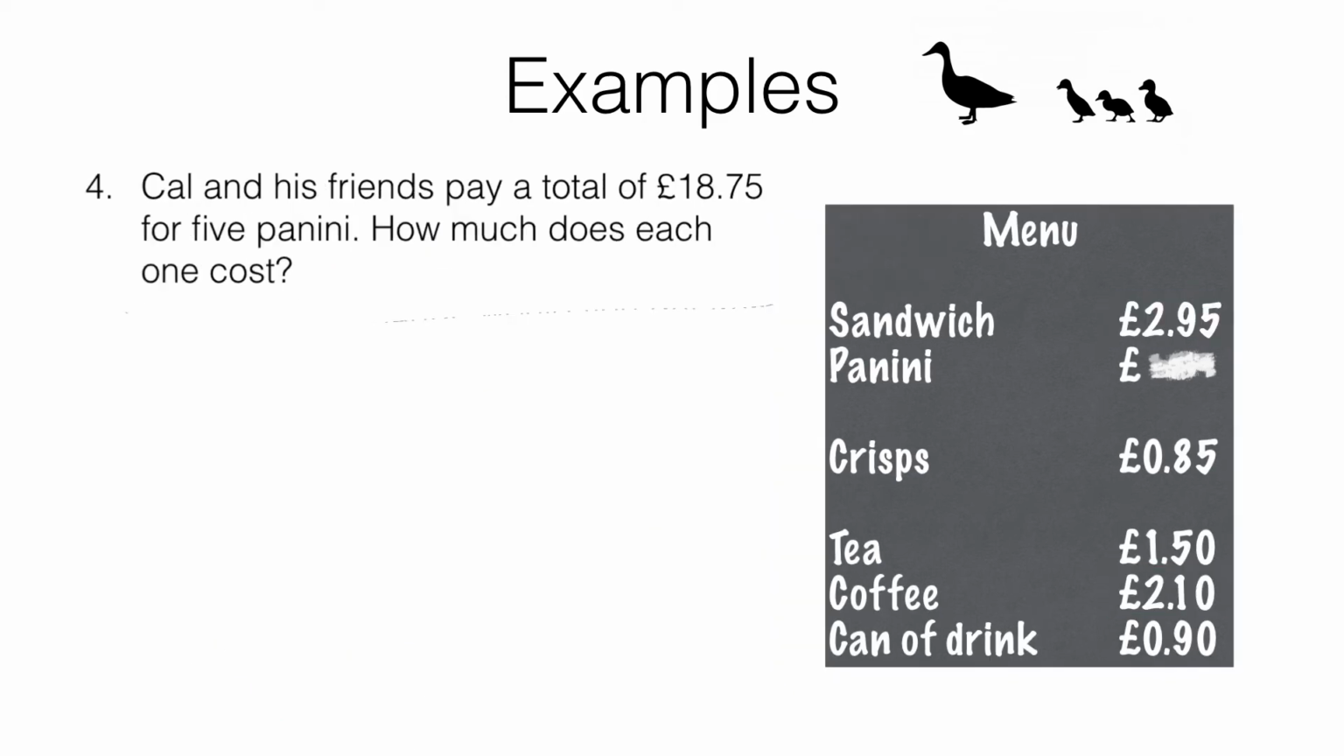Here's the last question. Cal and his friends pay a total of £18.75 for 5 panini. How much does each one cost? We can't see the cost of a panini on this menu, so we're going to have to calculate it. If 5 of them cost £18.75, then one of them is going to cost £18.75 divided by 5. Pause the video and see if you can work this one out.